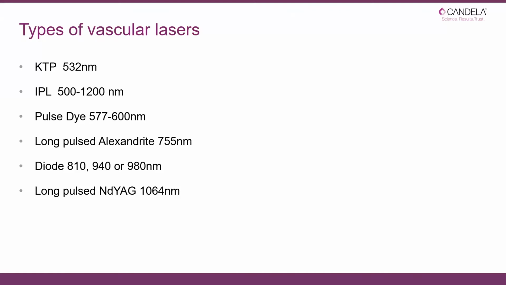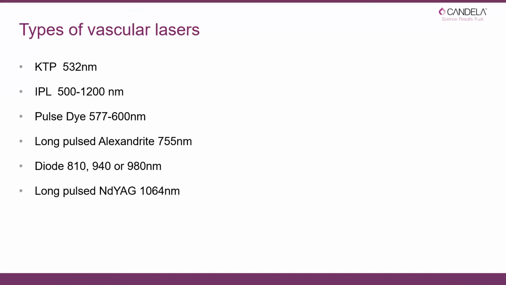Next option would be a diode laser. Generally for vascular treatments, we're looking more at the 940 or the 980 nanometers. One issue with diode lasers is that it's very difficult to get very short pulse durations. And obviously, as I've explained earlier, when we're treating very small vessels, we want to use short pulses, and as that vessel increases in size, so we increase the length of the pulse. And the final option would be a long pulsed Nd:YAG at 1064.